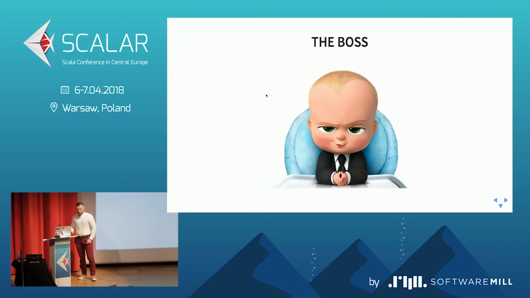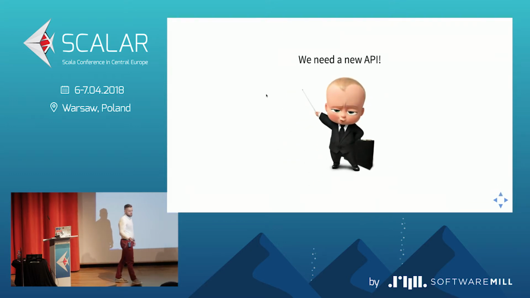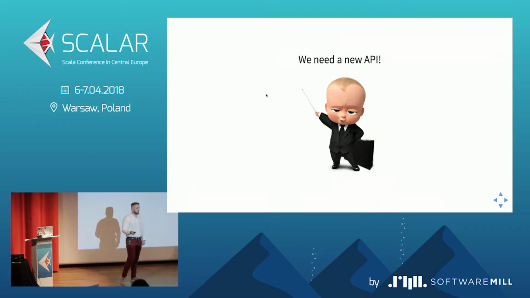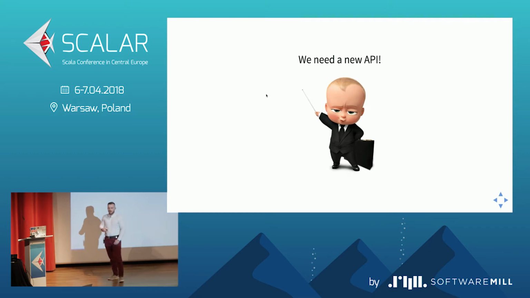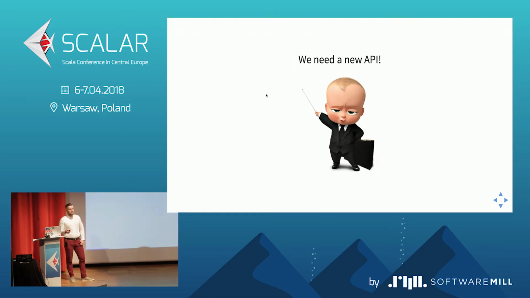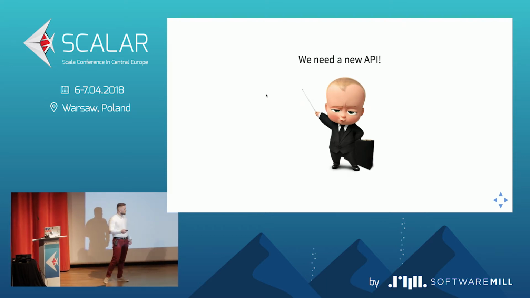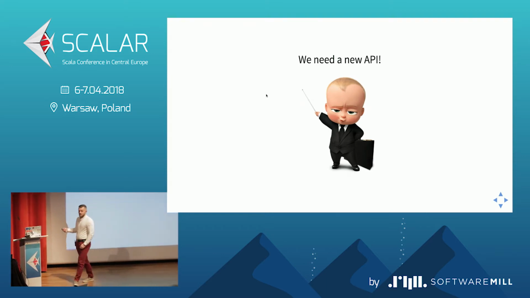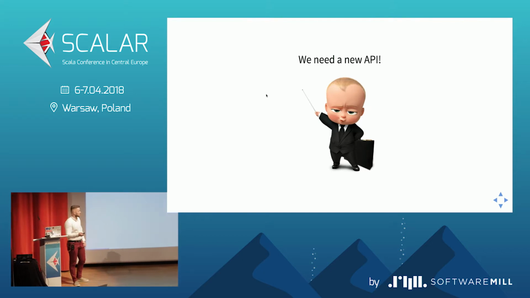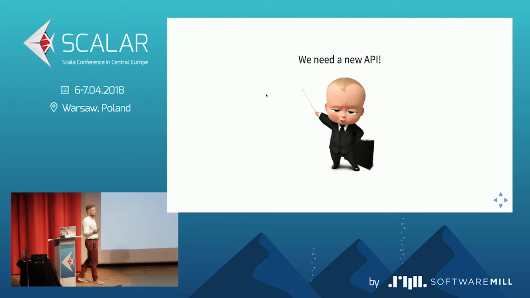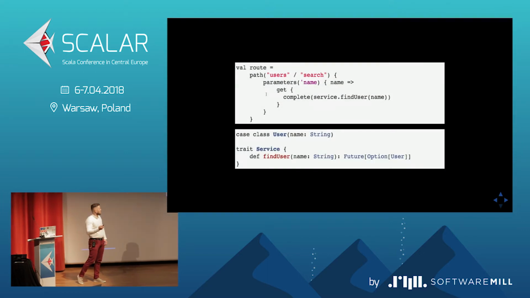He comes to you one day and he says, we need a new API. Let's say you have a users database, you have users inside, and you want to expose a single endpoint that will allow you to search for users based on their name. Simple as that. So what do you do? You check out what is the current most fancy HTTP library, and it turns out it's akka-http, so you just go down to code and implement that.